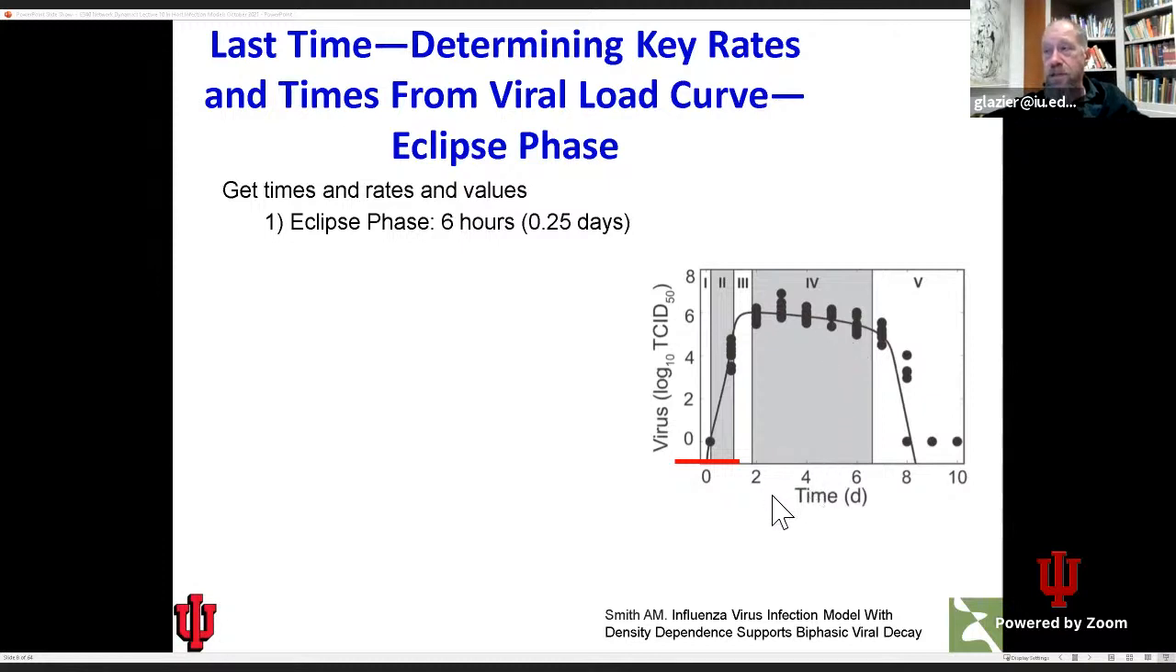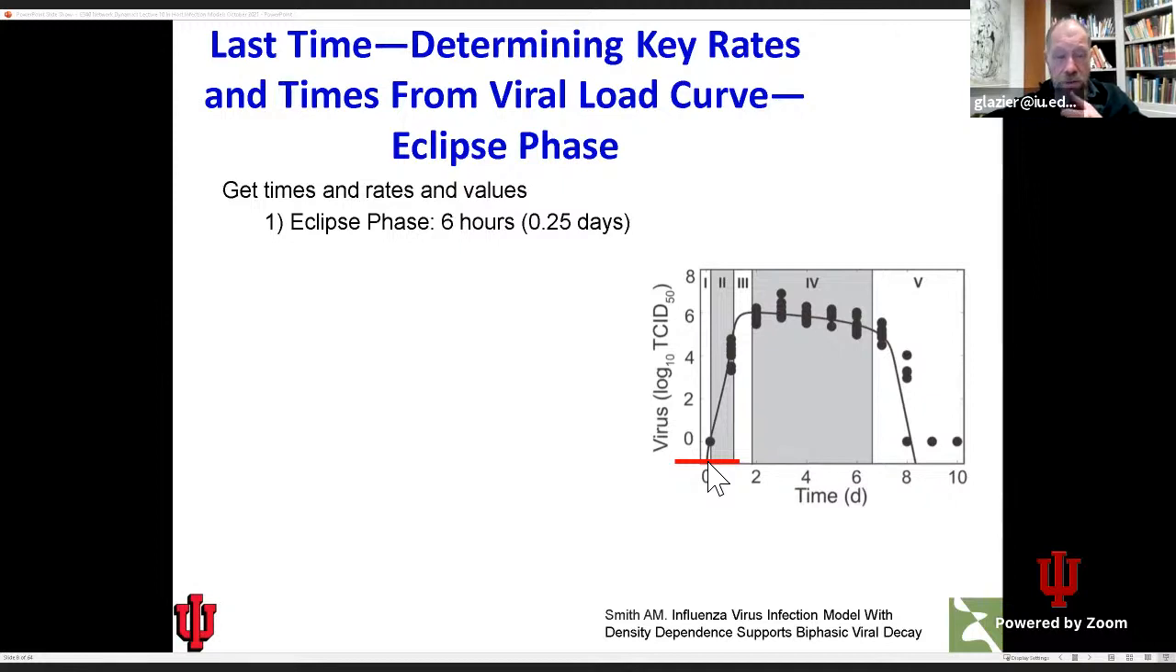But the first thing is that the virus does not start being produced instantly. There's a little bit of a delay. And if you look at the position of this line crossing the zero axis, it happens at about 6 hours. So we're going to guess that the eclipse phase of this virus is about 6 hours. And I'm cheating a bit because I actually know that that's about right for influenza.